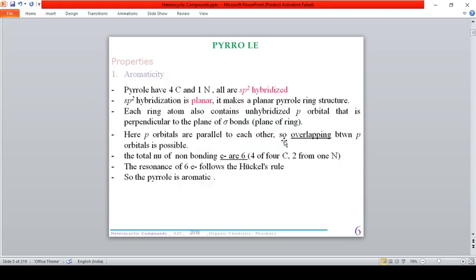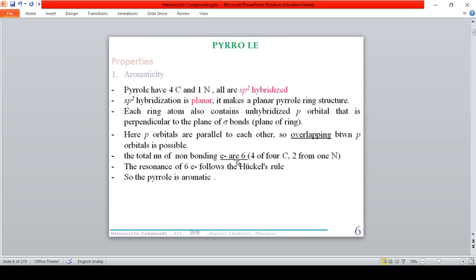Now we'll see aromaticity in this. What it says: pyrrole has 4 carbons and 1 nitrogen. All of them are sp2 hybridized, which we can see clearly. sp2 hybridization is planar, so our pyrrole ring structure is also planar. Now each ring atom contains an unhybridized p orbital that is perpendicular to the plane of sigma bonds, or we can say the plane of the ring. Here the p orbitals are parallel to each other, so overlapping between p orbitals is possible.